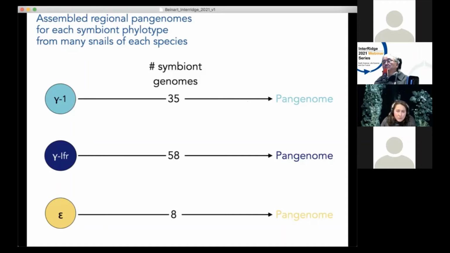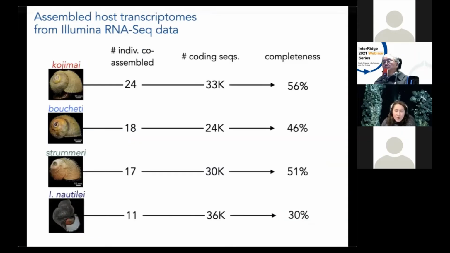And then we also constructed host transcriptome references from some previously published Illumina RNA-seq data for these 3 Alviniconcha species. In Ifremeria, we co-assembled a number of individual transcriptomes, and ended up with reference transcriptomes that were from 30 to almost 60% complete. And so we could use all of these to do our population genomics work.